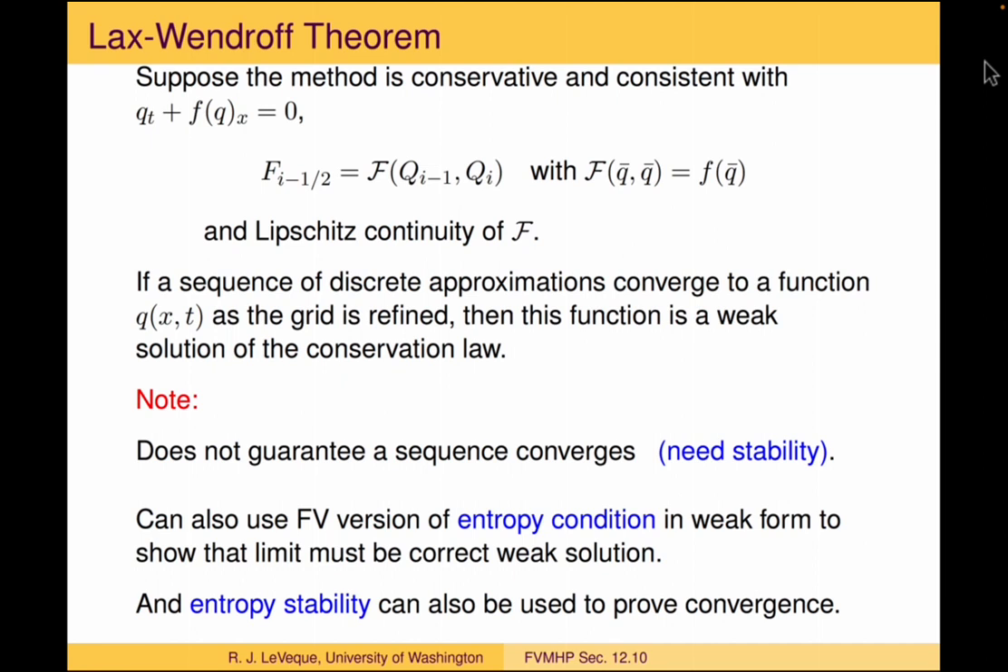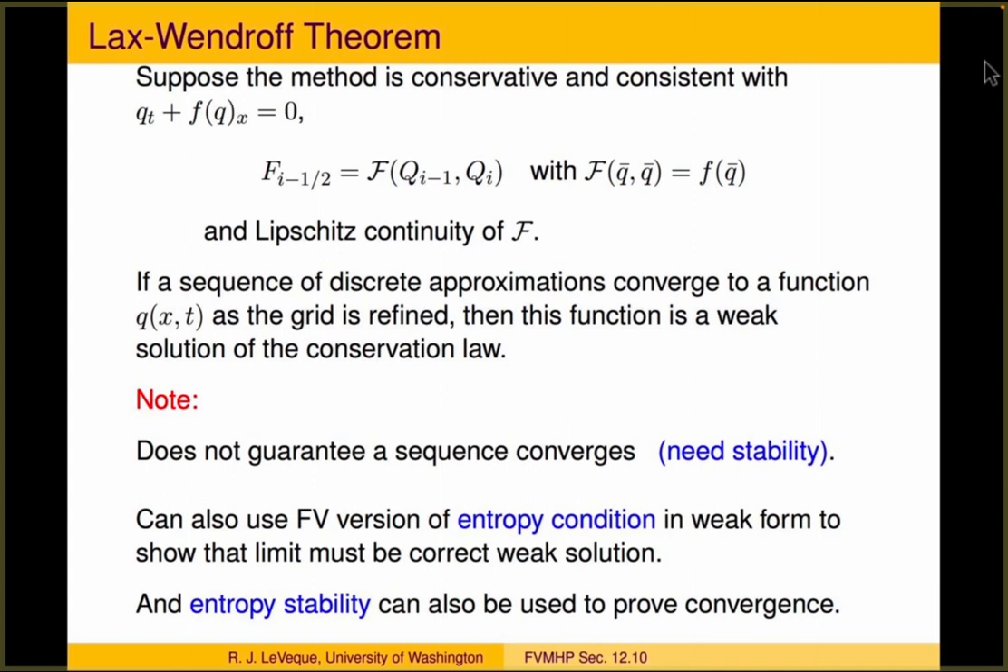So finally, let me just go back to this Lax-Wendroff theorem, which I'll talk more about in the next lecture, and just remind you that what we started out with is that if we have a conservative method, and if we observe that it's converging to something as we refine the grid, then if the method was in conservation form, we can at least say that what it's converging to is a weak solution of the conservation law. It doesn't in itself guarantee that it converges to anything, and it doesn't guarantee that it converges to the correct thing.